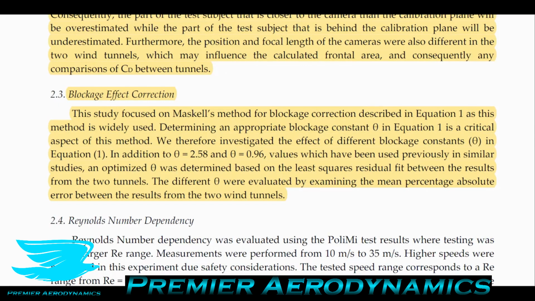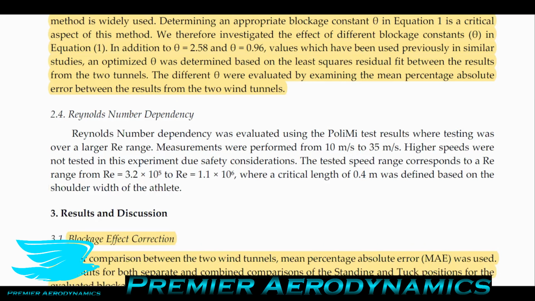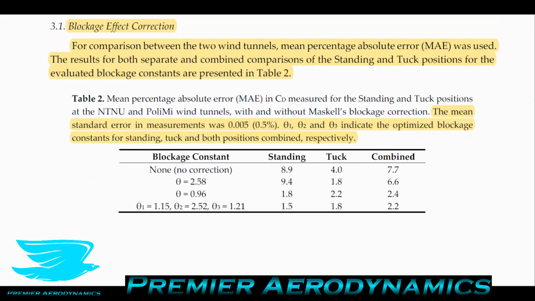Then they talk about the blockage effect correction. So they're looking into Maskell's method for the blockage correction, because that's the most widely used. And so they decided to look into using both of the values of theta equals 2.58 and 0.96, as they found with other studies, but also to develop their own and see how these change. And they said that the different thetas, so the correction factors, were evaluated by examining the mean percentage absolute errors between the results from the 2 wind tunnels. So what the differences were between the 2 drags of the different wind tunnels for the different configurations for the different speeds. And now they get into the results.